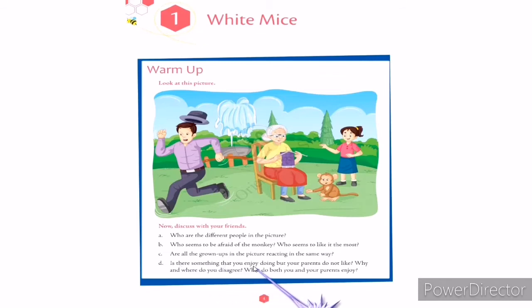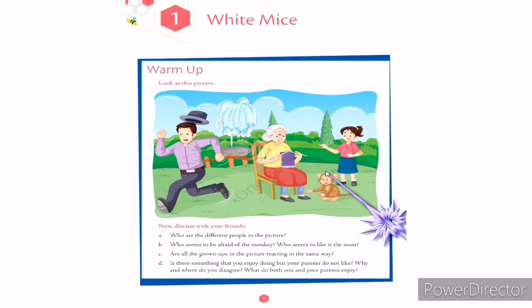Is there something that you enjoy doing but your parents do not like? Why and where do you disagree? What do both you and your parents enjoy? So there are many things, yes, that our parents do not like what we are doing and we do not agree with them. There are many small things. So you can think about any one thing which you like but your parents don't like and don't allow you to do. And what do you feel about that? Okay, just think about it.